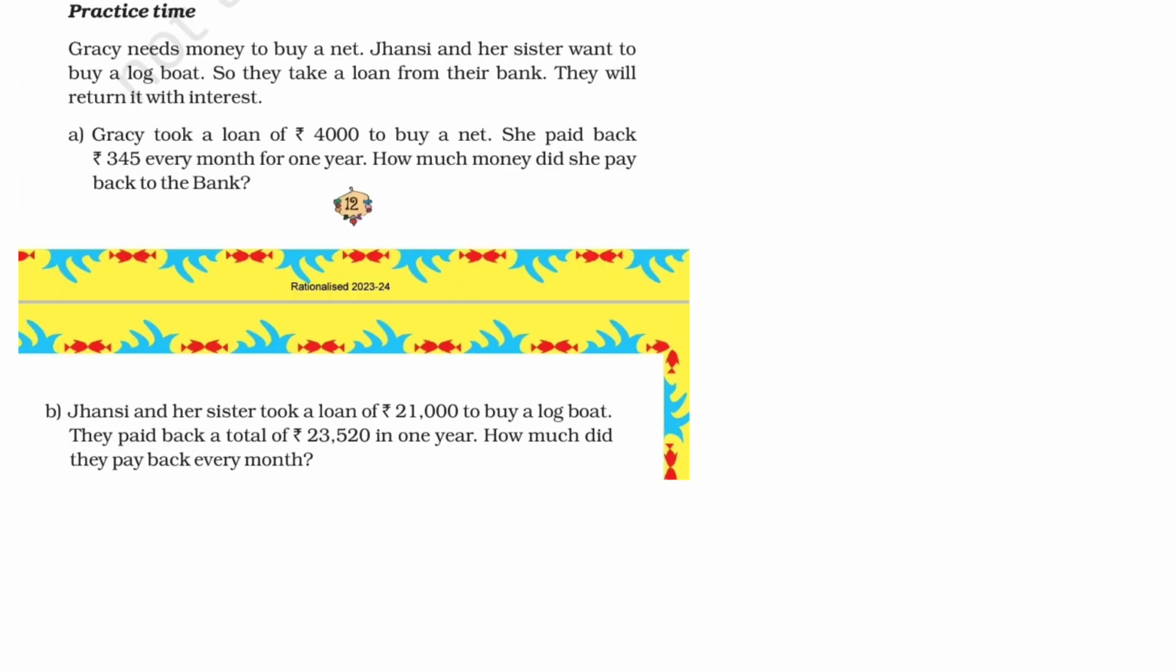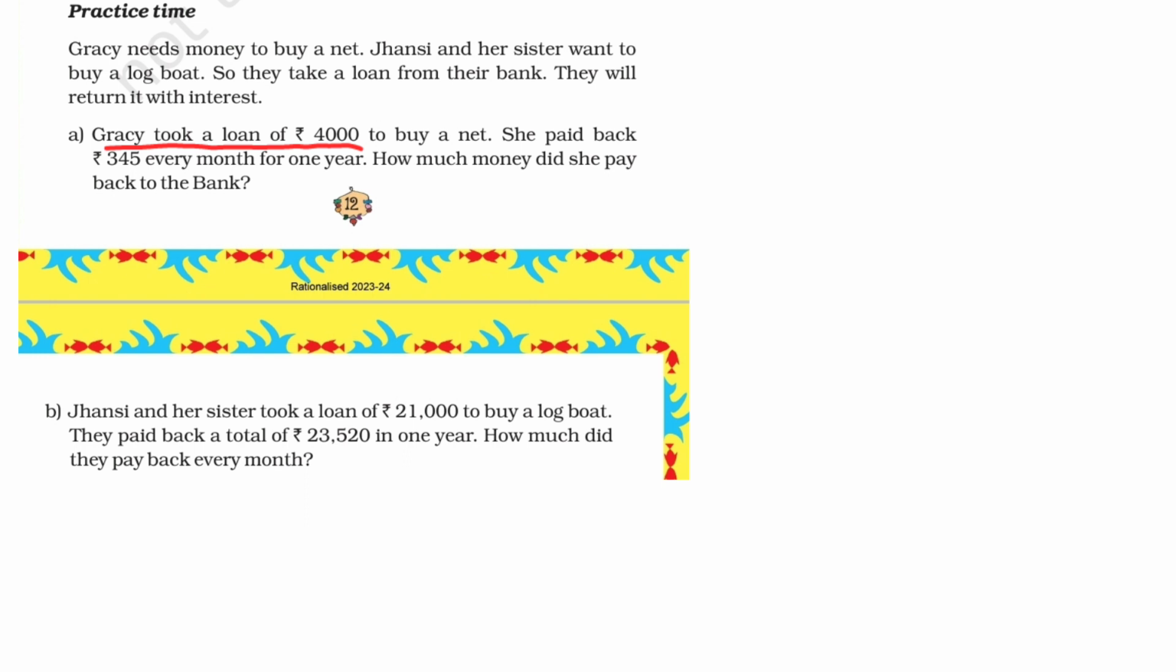Practice time. Grace needs money to buy a net. Hasani and her sister want to buy a logboat. So they take a loan from their bank. They will return it with interest. So these fisherwomen are there in the bank, Meenakar bank, depositing money every month, 25 rupees. So now they are getting a loan from the bank.